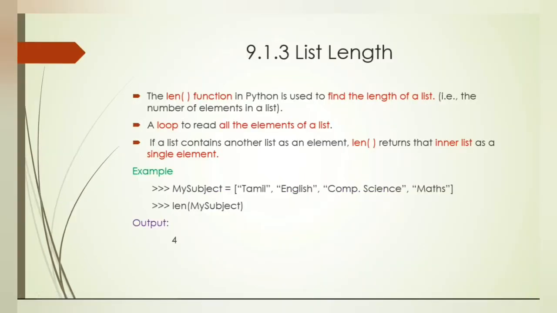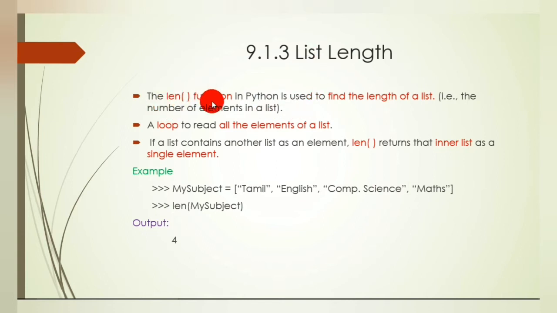So now we see about the list length function. Length function we already discussed in the 8th chapter. The length function is used to find the number of elements present in the list. Now you can see the syntax of this length function: len, followed by parentheses. Within the parentheses you have to specify the list name, and then this function returns the number of elements present in the list.